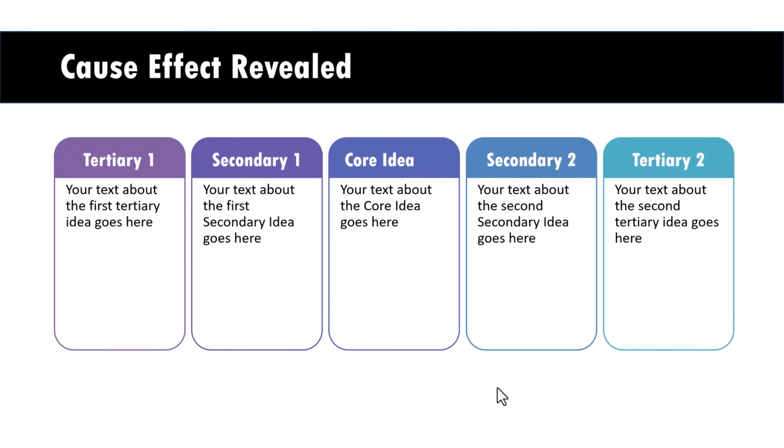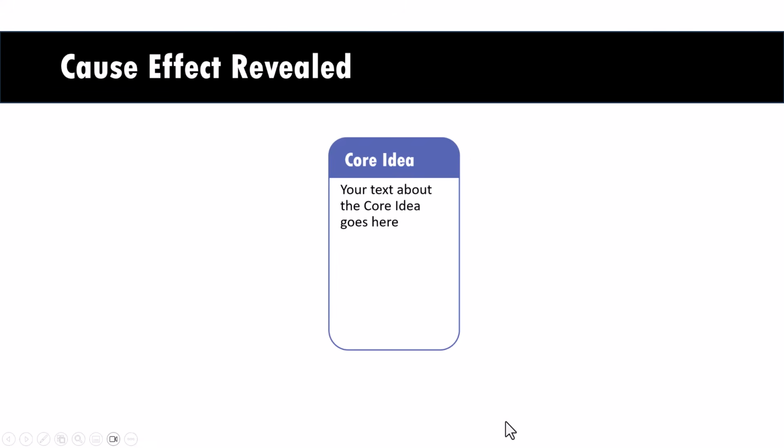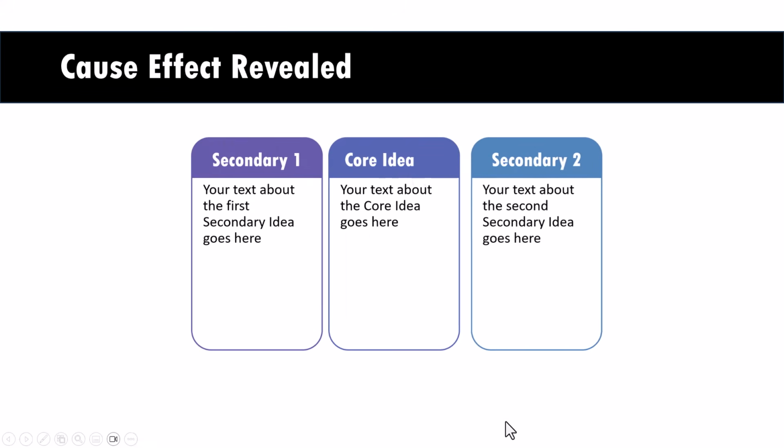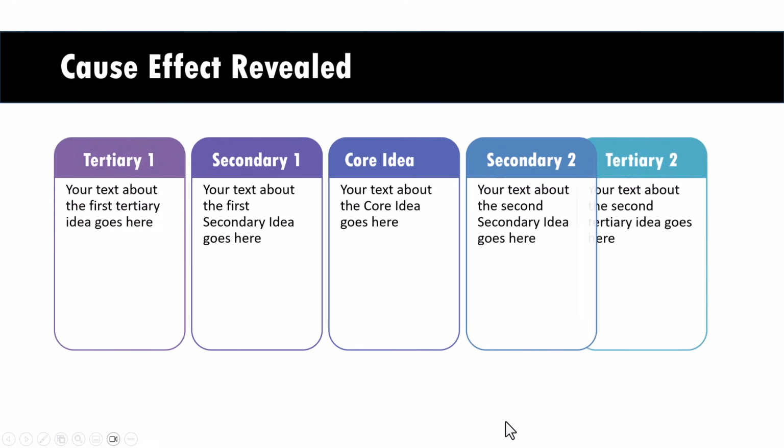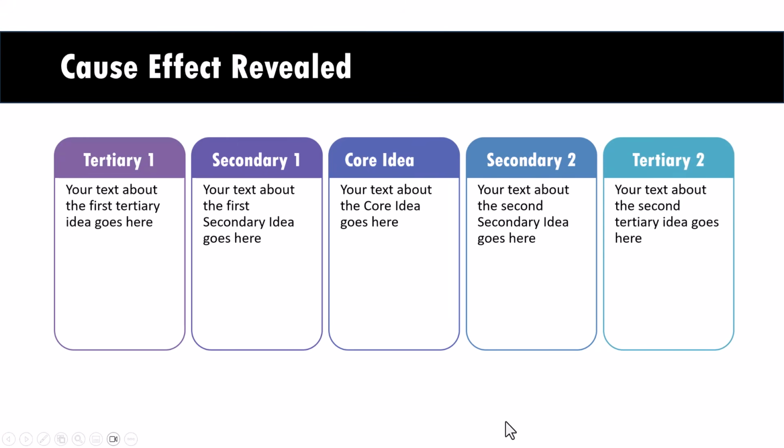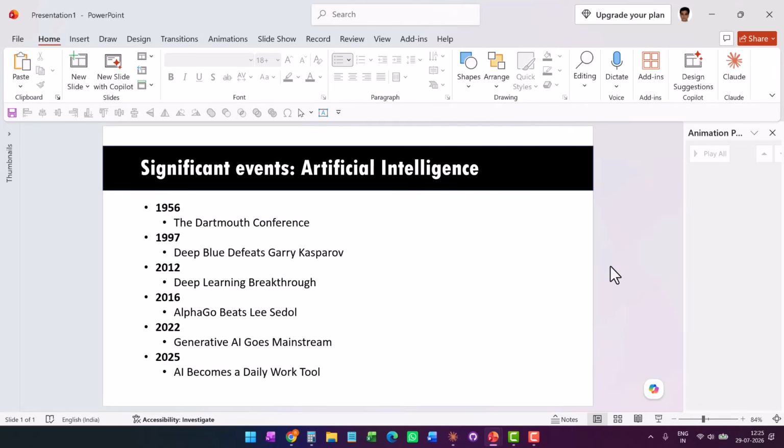Now you do the exact same thing. So tertiary 1 comes from secondary 1 and tertiary 2 comes from secondary 2. And if you do that, this is how the result will be. And then we have tertiary 1 and tertiary 2. Isn't that beautiful? It's a very professional way to reveal one idea coming out of the previous one. So far we have learned 2 wonderful tricks. Let us learn the third one.